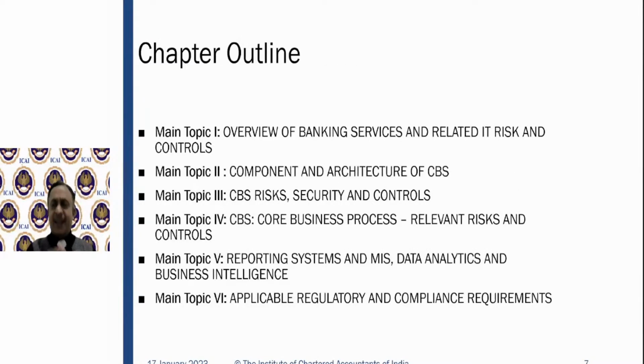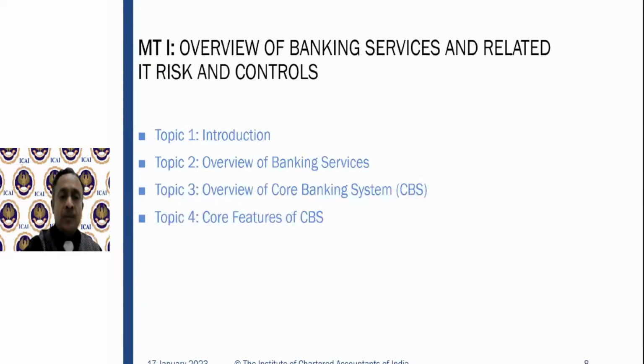We'll make a fast recap. The overview of banking services and related IT services controls, components and architectures of core banking system, risk, security and controls. Right now we are on this part, core banking business process, relevant risk and controls. Then reporting systems, MIS, data analytics and business intelligence, applicable regulatory and compliance requirements. These we call the main topics.